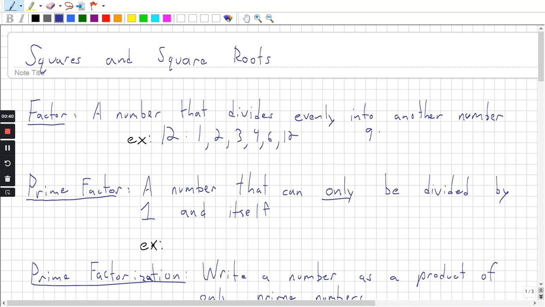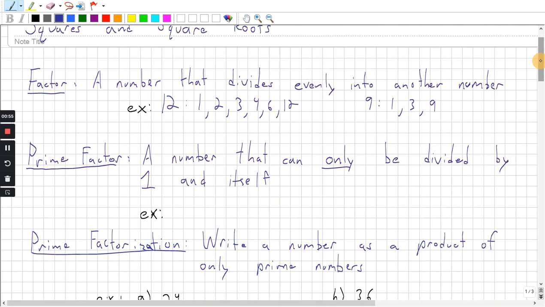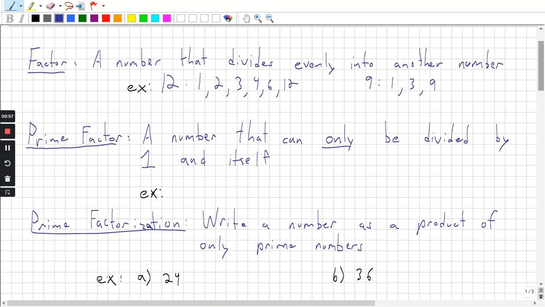Let's look at 9. For example, 9 has factors of 1, 3, and 9. None of the other numbers go into it evenly. Okay, so those are factors. Factors are smaller numbers that we can break a number into that divide evenly.